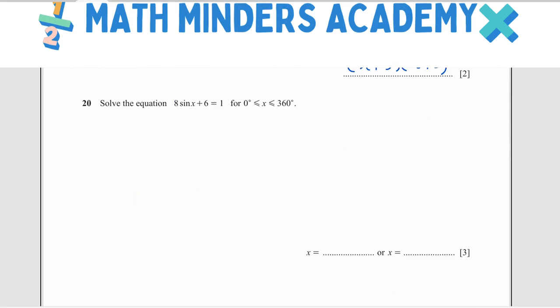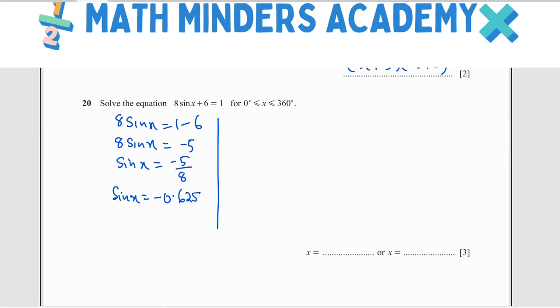Question number 20. We want to solve this equation. So we can have 8 sine x equals 1 minus 6. 8 sine x equals minus 5. And sine x is equal to minus 5 all over 8, which is giving us minus 0.625. So sine x is equal to minus 0.625.